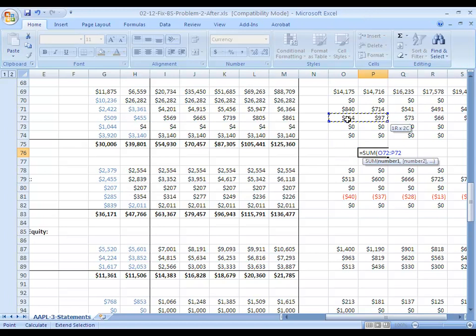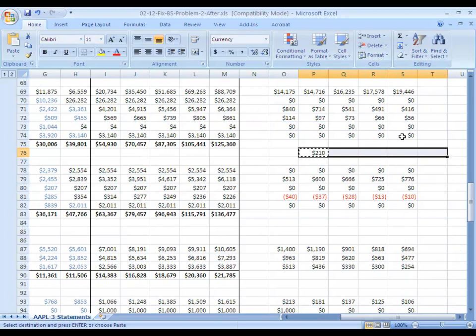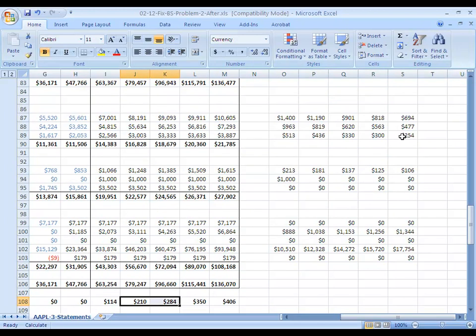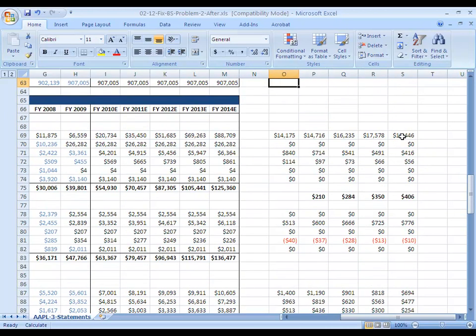Go over to P72 and just anchor the O72 part right there. So if we copy this formula across, what we're doing is just summing up the cumulative difference in each year. So we have 210, 284, 350, and 406. And sure enough, that matches the 210, 284, 350, 406 here at the bottom. So it's a good bet that inventory is the only item here that's actually off.